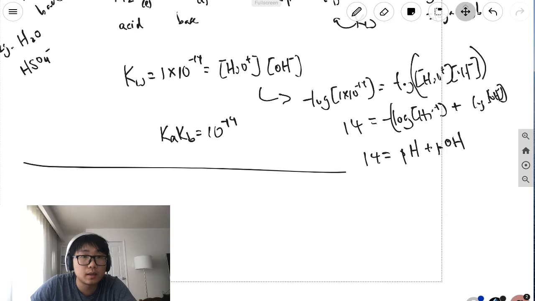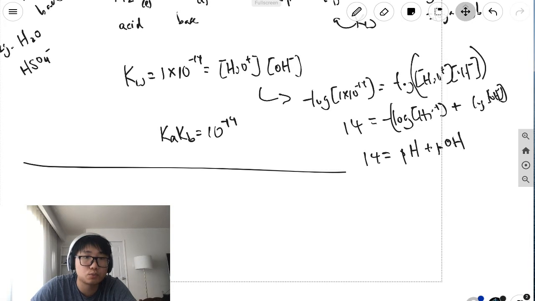So at neutral pH, H3O plus is going to equal OH minus. It's going to be right in the middle. That's why at pH 7, both concentrations are going to be 1 times 10 to the negative 7. So that basically gives you the shortcut between the two.